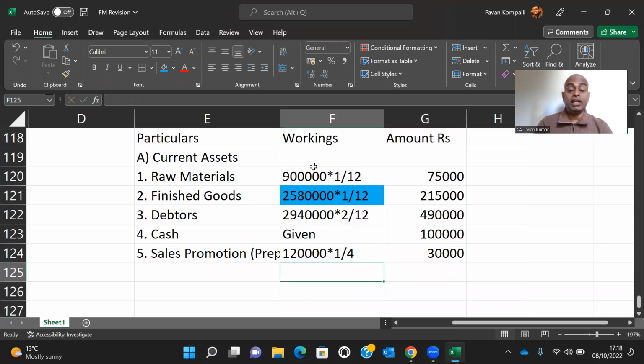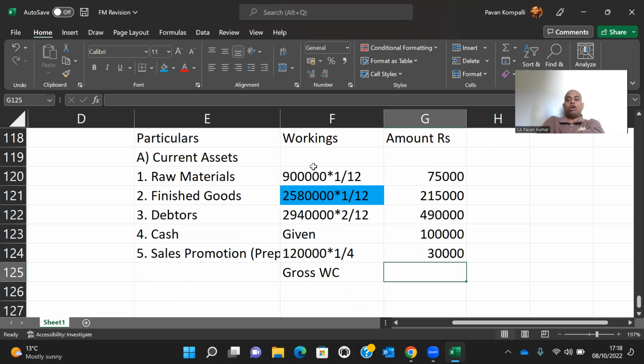Now I want you to calculate gross working capital. Gross working capital.